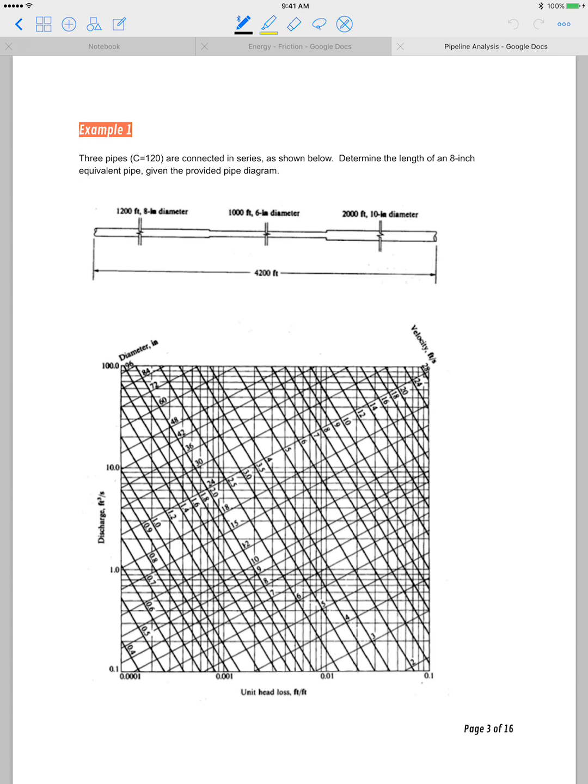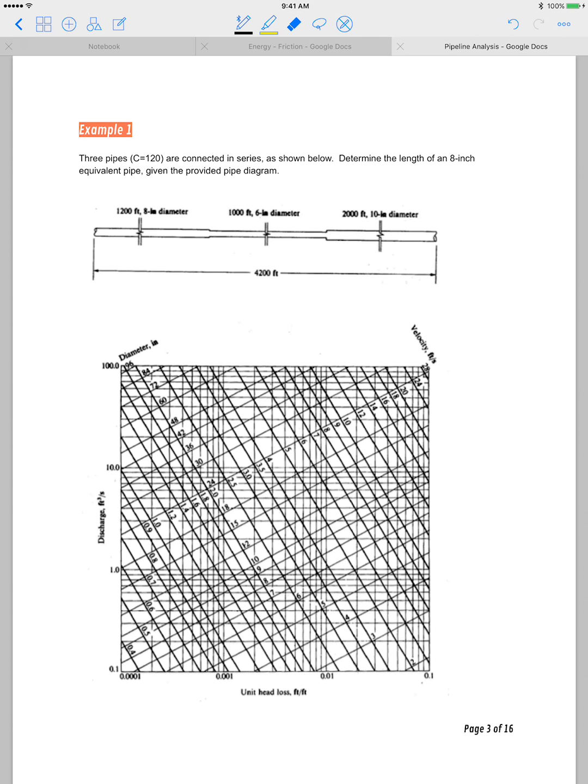3 pipes, all with a C value of 120, so we know we're looking at Hazen-Williams, are connected in series as shown below. Determine the length of an 8-inch equivalent pipe given the provided pipe diagram. All right, so we have 8-inch diameter, 6-inch diameter, 10-inch diameter, total feet, amount of feet per each. That's a pipes in series system.